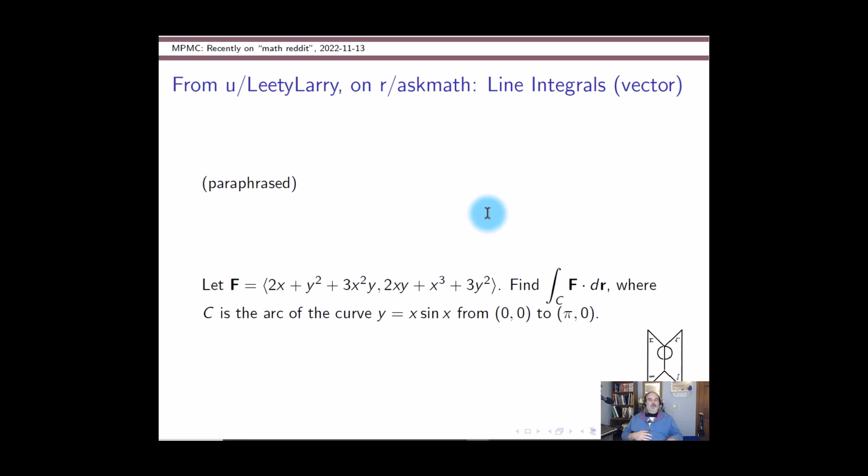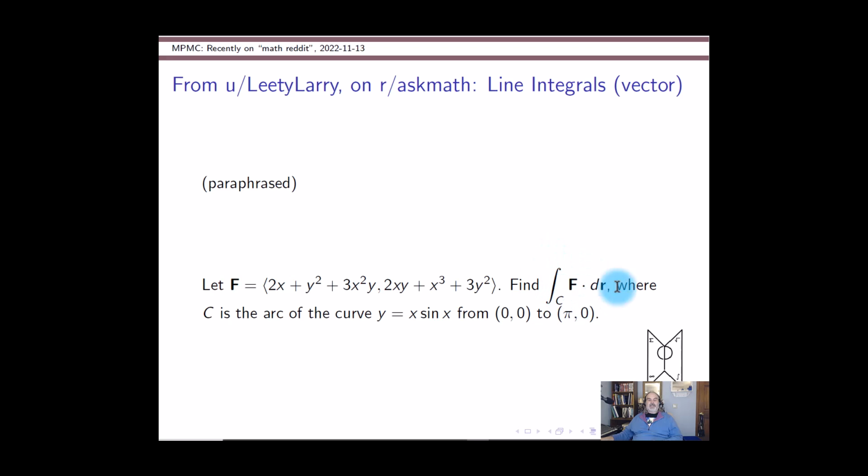So now let's switch over to a vector version of a line integral. The question was not quite phrased this way, but I'm interpreting it. I left something off that we'll get to in a second. Here's a vector function, 2x plus y squared plus 3x squared y, a vector field. The first and second components of this are nasty, right? And we're going to find the contour integral of F dot dr, where C is the arc of the curve matching y equals x sine x from (0, 0) to (pi, 0).